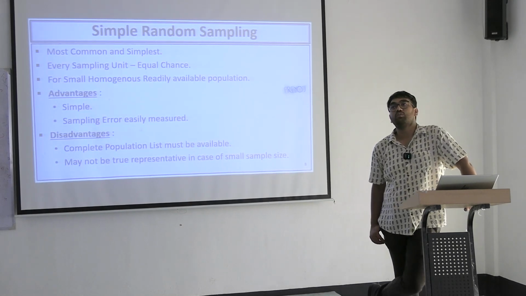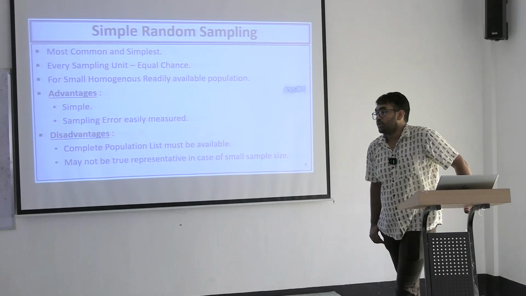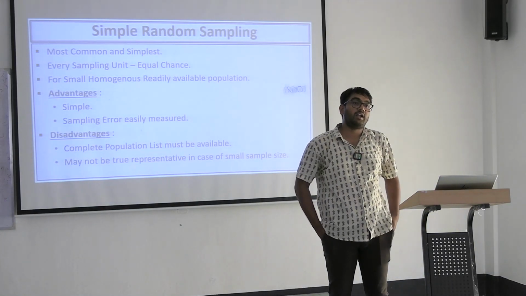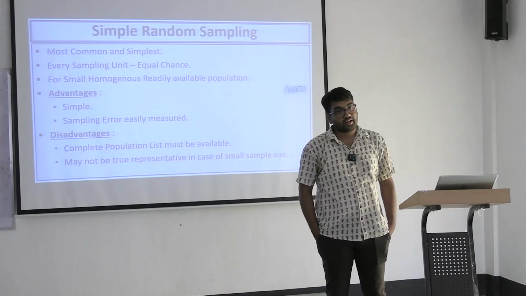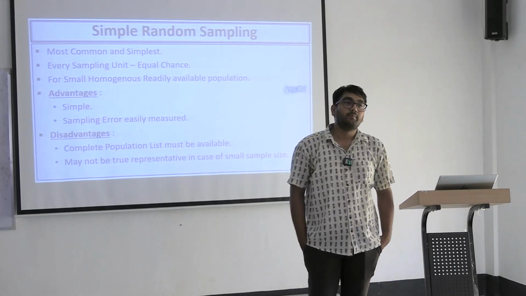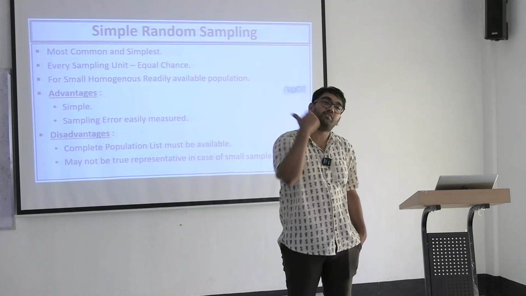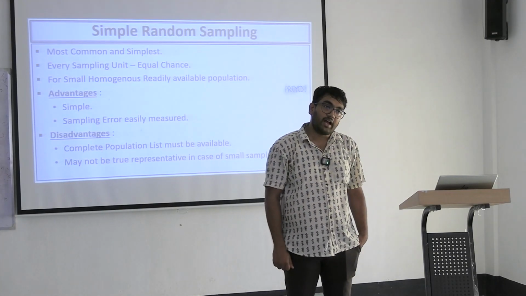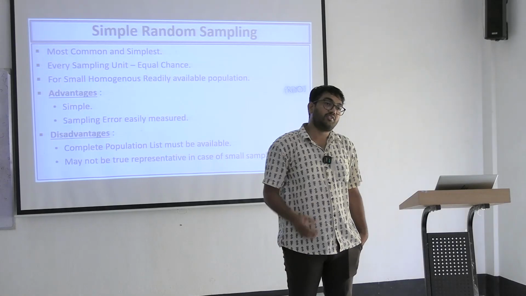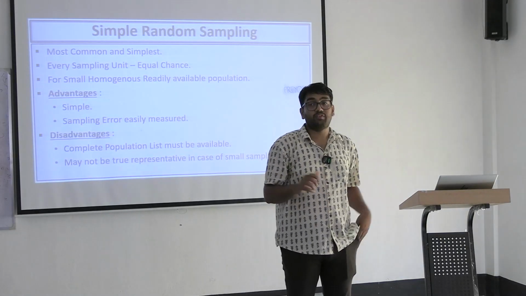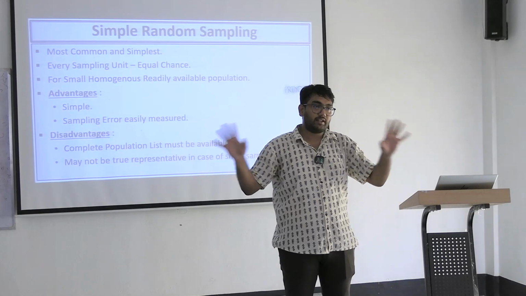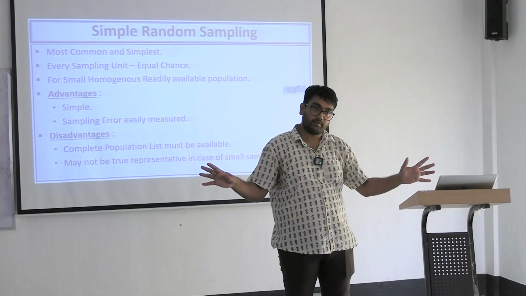Suppose I want to find out how many people coming to the OPD have undiagnosed hypertension. Can I do a simple random sampling? No, because I do not know how many people will come to the OPD. I do not have their names from before. So for doing a simple random sample, we must have a specified population, and that population has to be homogeneous.